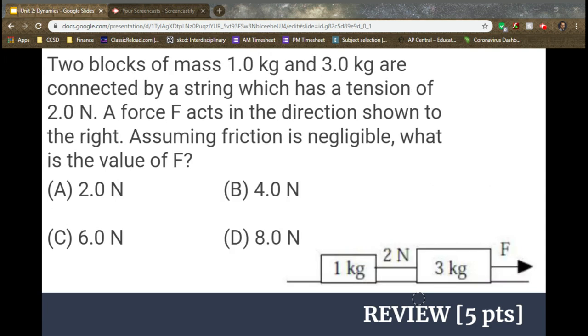All right. Two blocks of mass 1 kilogram and 3 kilograms are connected by a string, which has a tension of 2 newtons. A force acts in the direction shown to the right, assuming that friction is negligible. What is the value of the force? The correct answer is D.